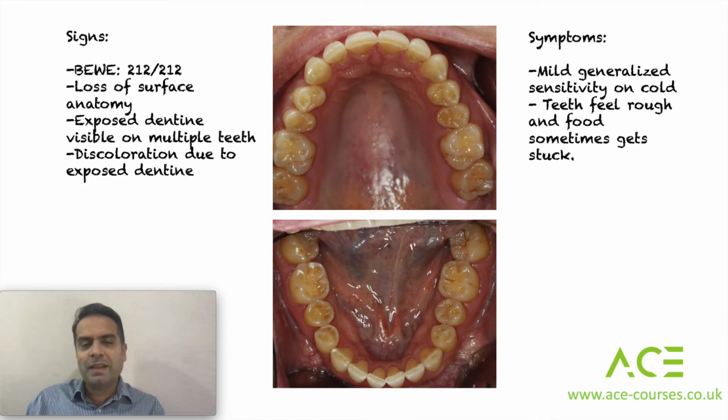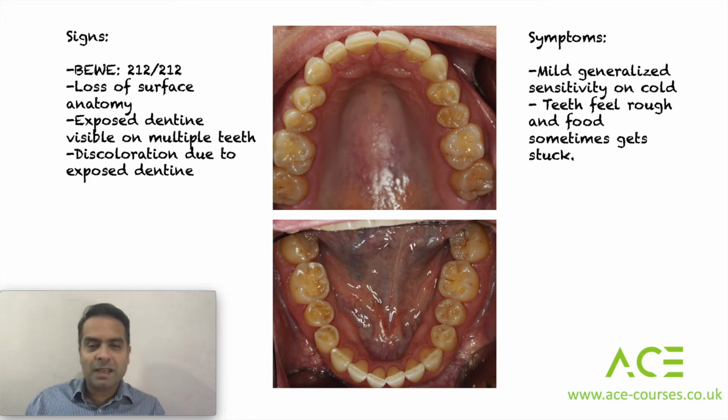We've got a case here, a fairly common case that we all see in practice, of generalized tooth wear, and the most common etiology in this case is mainly erosion. Now we know tooth wear is multifactorial. It's often a combination of erosion, attrition, and abrasion. Abfraction is still discussed as a possibility.